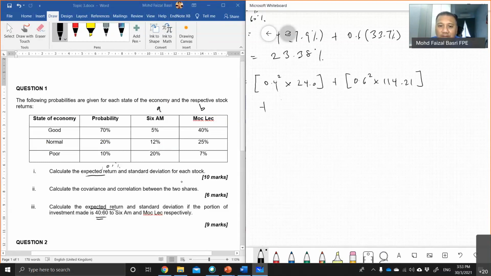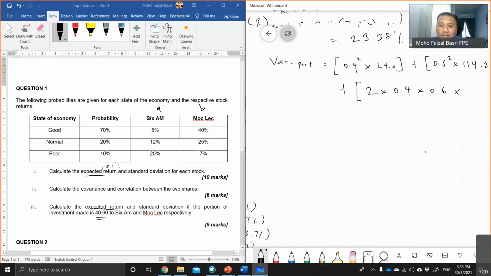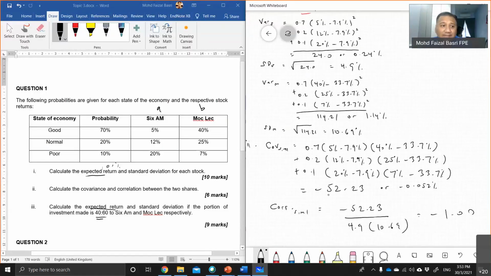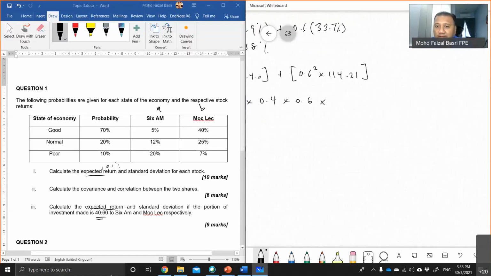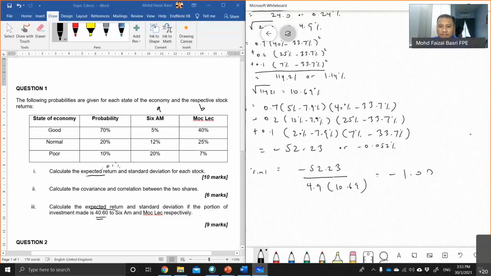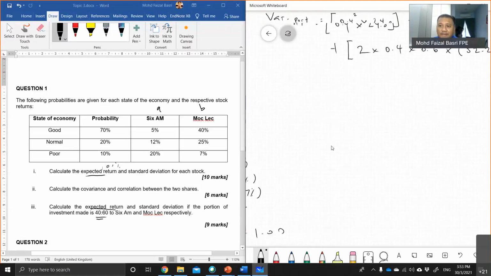Then we plus, okay, this is slightly longer: 2. Remember this 2 is fixed, permanent. Multiply with 0.4, which is our first W. Multiply with 0.6, our second W. Multiply with covariance. Our covariance was negative 52.23. Don't forget the negative, so we have negative there. Okay, so the bracket represents negative here.